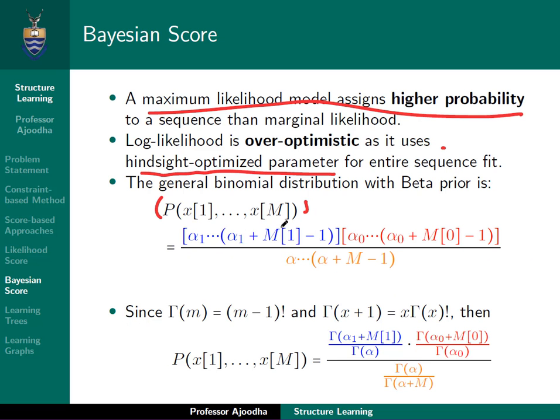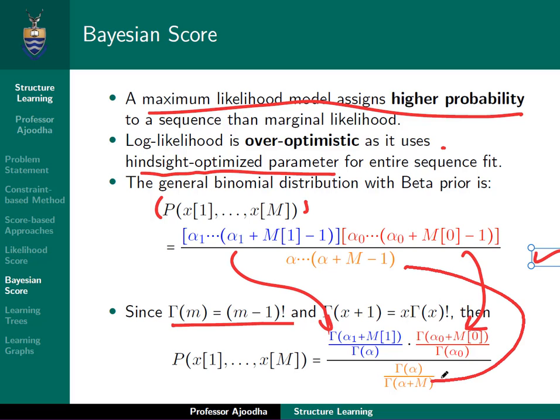So we can see that the general binomial distribution with a beta prior looks something like this. And it turns out that this can be represented very nicely using something called the gamma function. The gamma function will basically represent these aspects. I've highlighted how you can use the gamma function to represent the blue part of the equation, the red part of the equation, and the orange part of the equation.